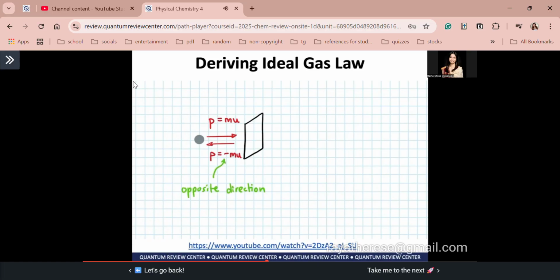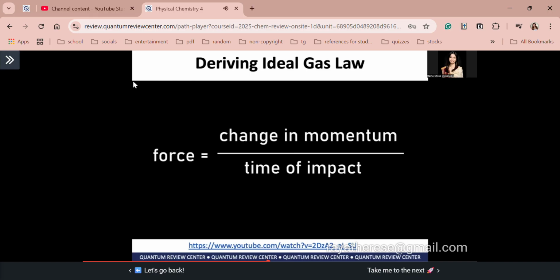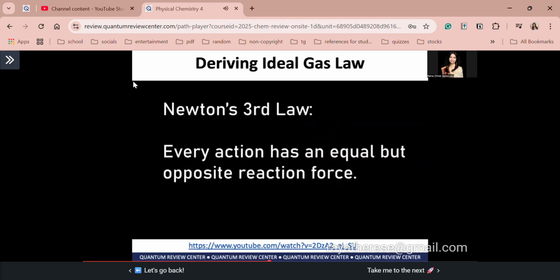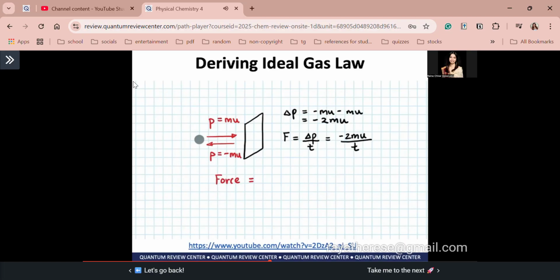opposite direction. So the particle's change in momentum is the final momentum minus the initial momentum, giving us minus 2mu. Do you remember the impulse equation relating the change in momentum and force? Force is equal to the change in momentum divided by the time of impact. Substituting this into the impulse equation, the force that the particle exerts on the wall is minus 2mu over their contact time. But we are more interested in the force that the wall exerts on the particle. So according to Newton's third law, the wall exerts an equal but opposite force on the particle, which is just 2mu over t, allowing us to drop the minus sign.